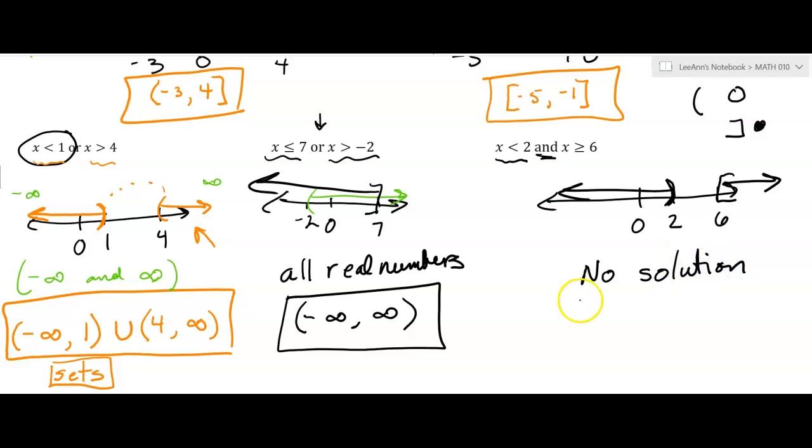In WebAssign, I think they usually have you type no solution. Some textbooks will let you put the empty set like that or the empty set like that. For interval notation, there is no interval notation for it. You just say no solution or put the empty set. So that's a little bit about interval notation.